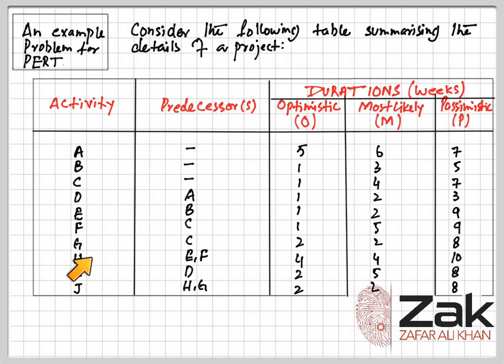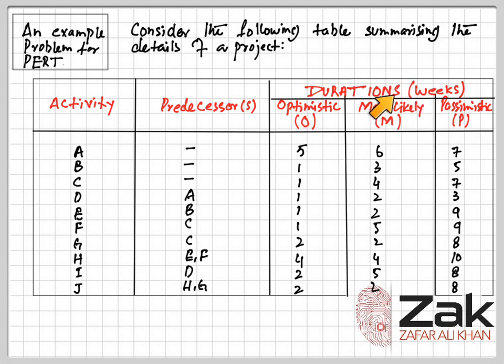Similarly, for I, we have to complete D first, and then for J, we have to have H and G completed. That is how predecessors and activities work.